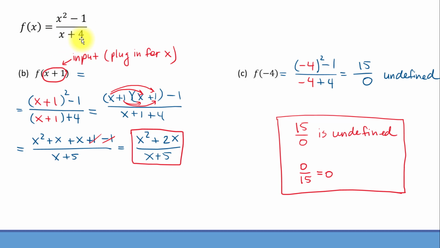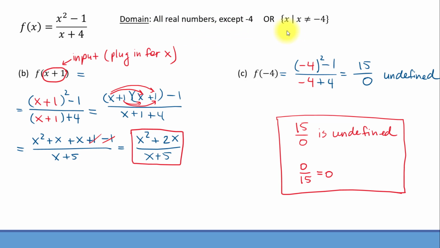Can anything else go wrong with this function? Well, not really. So with 0 in the denominator, that's the only undefined case. And negative 4 is the only number that produces 0 in the denominator, right? So that means that any number that we choose for input will produce some kind of output except negative 4. And that's exactly the domain of this function. And this is how we can write it. Domain is represented by all real numbers except negative 4.